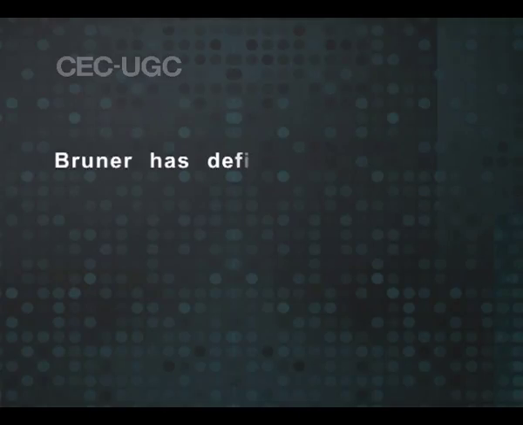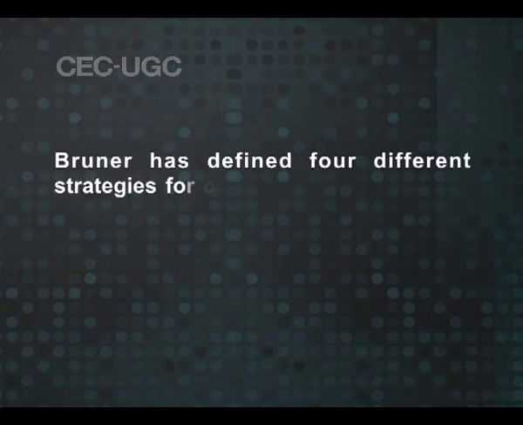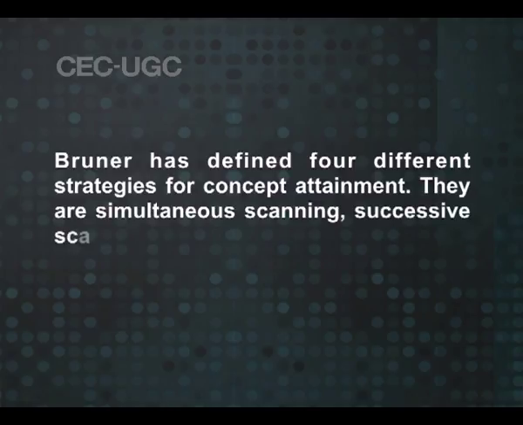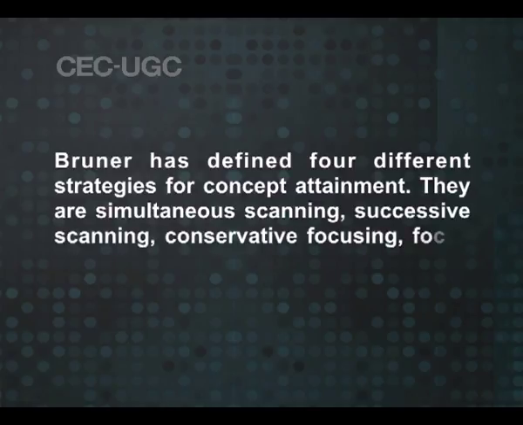Concept attainment can be checked if the students have the ability to categorize exemplars and non-exemplars, and the ability to describe exemplars in terms of essential attributes. Bruner has defined four different strategies for concept attainment. They are simultaneous scanning, successive scanning, conservative focusing, focus gambling.